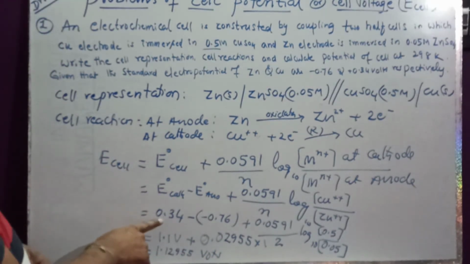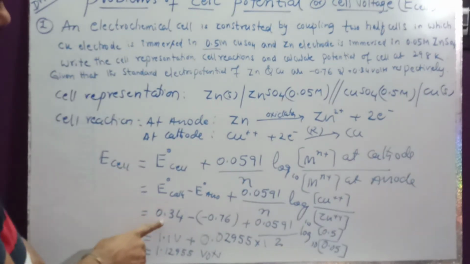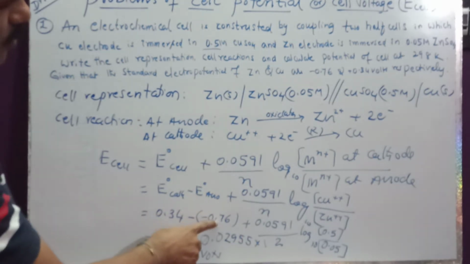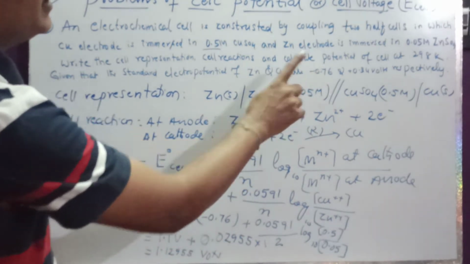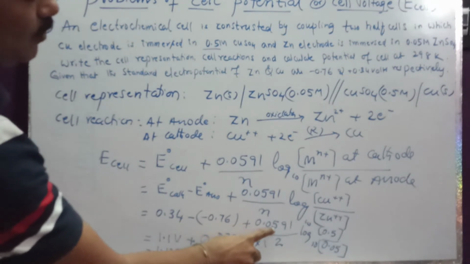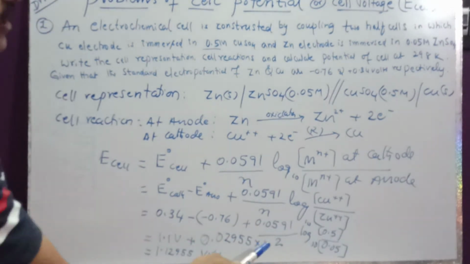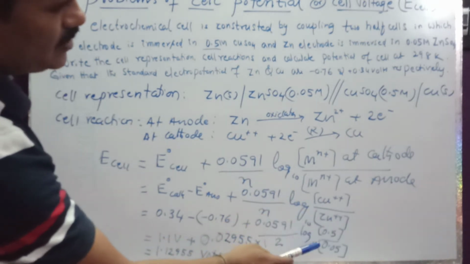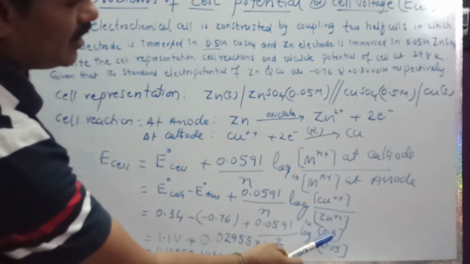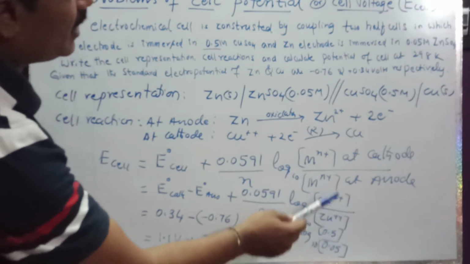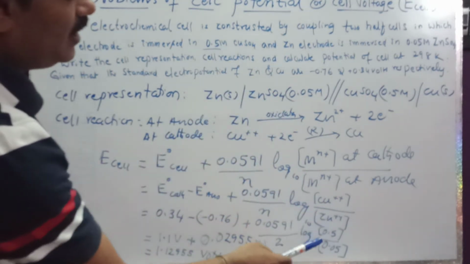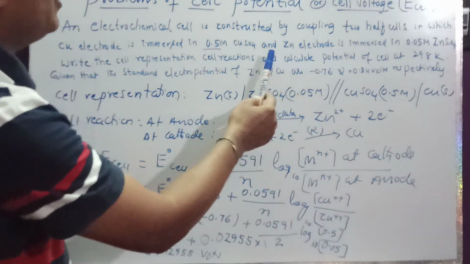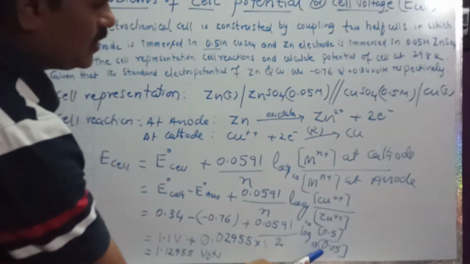So what have you done? You have taken E naught cathode 0.34 minus of minus 0.76, that is minus 0.76 is for zinc, plus 0.0591 divided by 2. 2 is the value of N for both zinc and copper. Log base 10. The concentration of metal ions at cathode, that is cupric ion concentration at cathode, is 0.5 divided by the concentration of metal ions at anode, that is 0.05 molar for zinc I have taken.